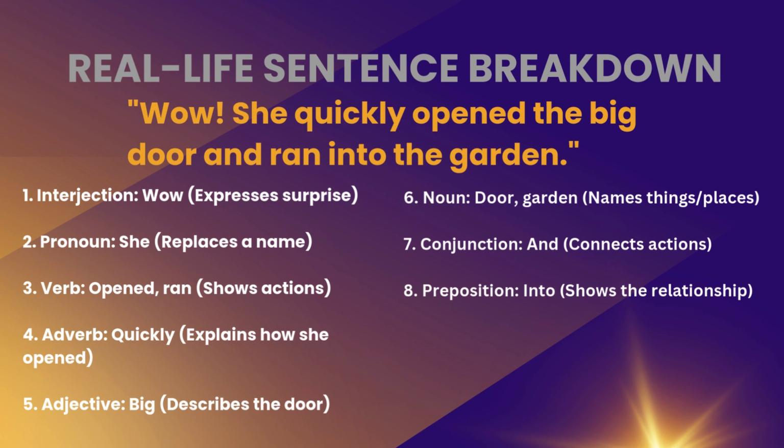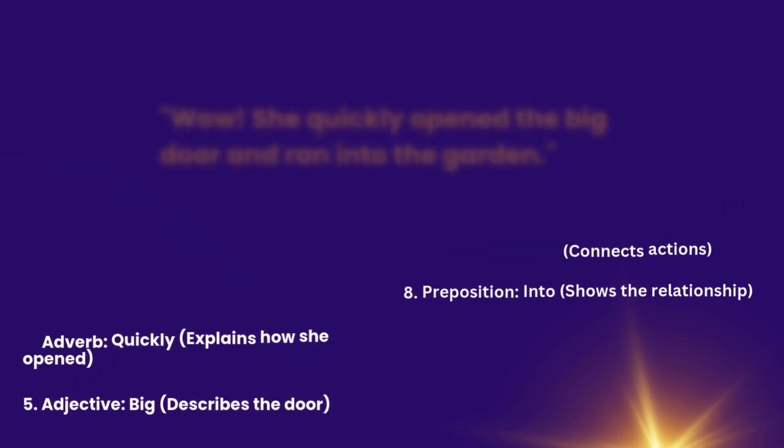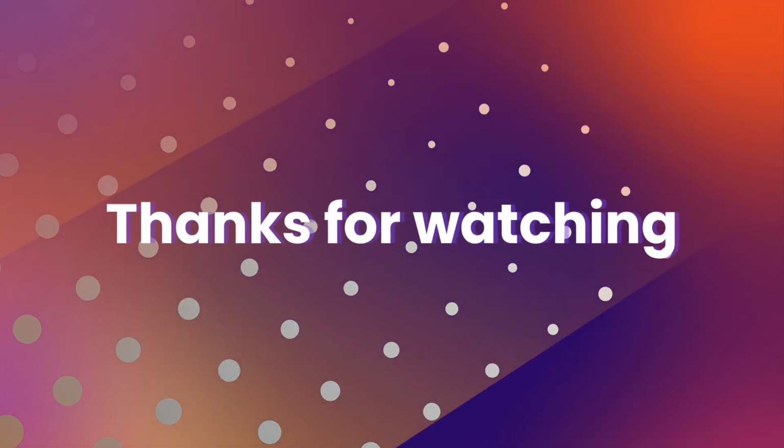Conjunction. The word and connects the two actions opened and ran, showing that they happen together or in sequence. Preposition. The word in explains the relationship between the action ran and the noun garden. It tells us where the action led to, completing the picture. When these parts of speech come together, they create a meaningful sentence that conveys emotion, action, and details. This is how parts of speech help us communicate effectively every day.